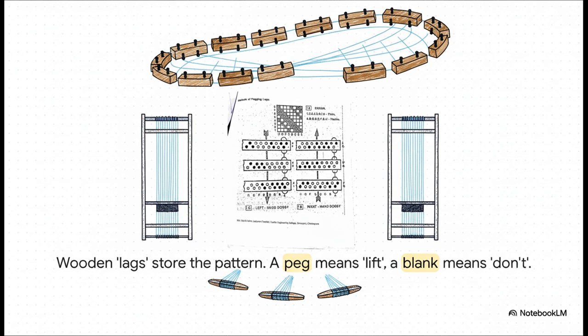A peg in a hole is a 1. It tells a lever to grab a hook and lift a thread. A blank space is a 0. It does nothing, the thread stays put. A chain of these lags is, for all intents and purposes, a computer program for weaving fabric.